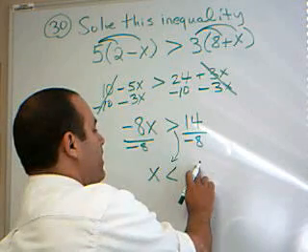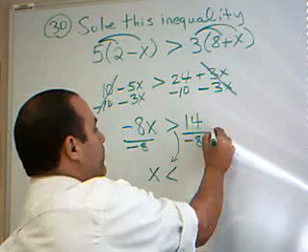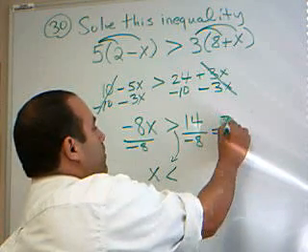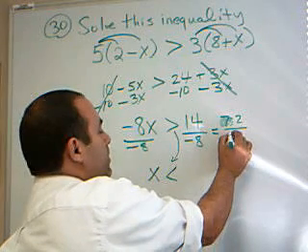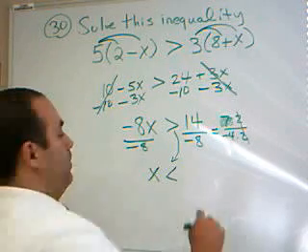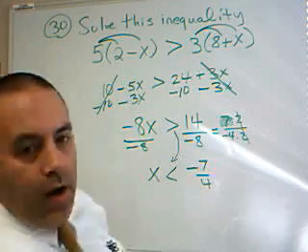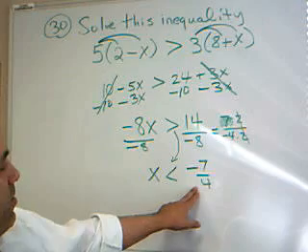14 over negative 8 can be reduced. Both of these are multiples of 2, so we can make the top 7 times 2 and the bottom negative 4 times 2, and we end up with negative 7 over 4. Our answer is x less than negative 7 over 4.